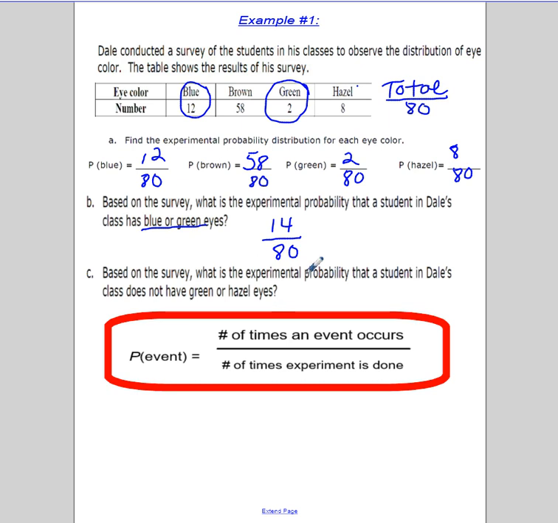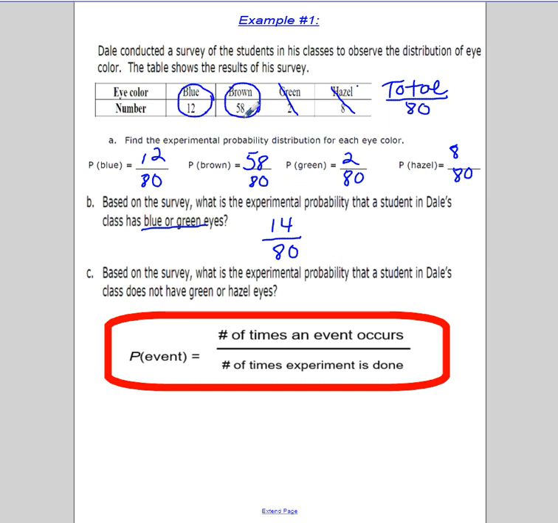Based on the survey, what's the experimental probability that a student in Dale's class does not have green or hazel eyes? Let me go back and erase this. So does not have green or hazel eyes. So if we want them to not have green or hazel, what color do we want them to have? Either brown or blue, right?